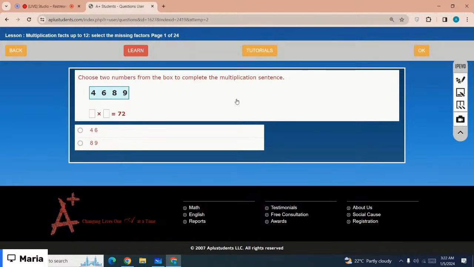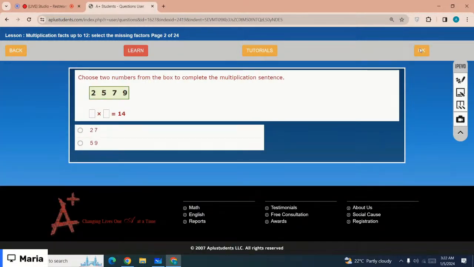This way, selecting the answer is easy. Otherwise, you have to see the options. The options are 4, 6, 8, 9. So, again, 4 times 6 is not 72. 4 times 8 is also not 72. And 4 times 9 is 36. So, obviously, 8 times 9 is 72. The correct option is 8 and 9.